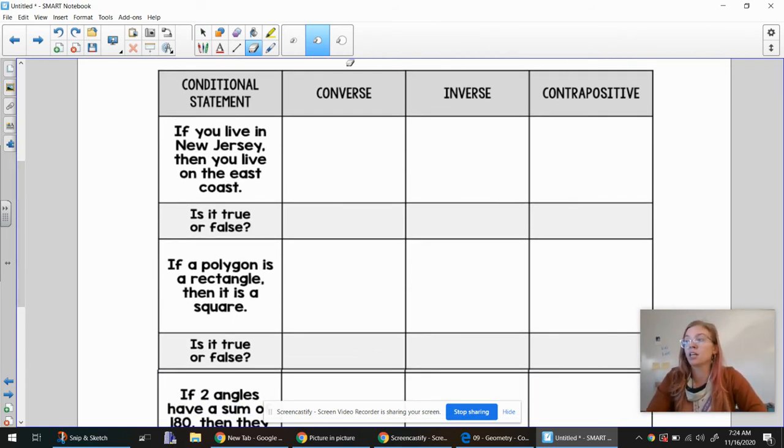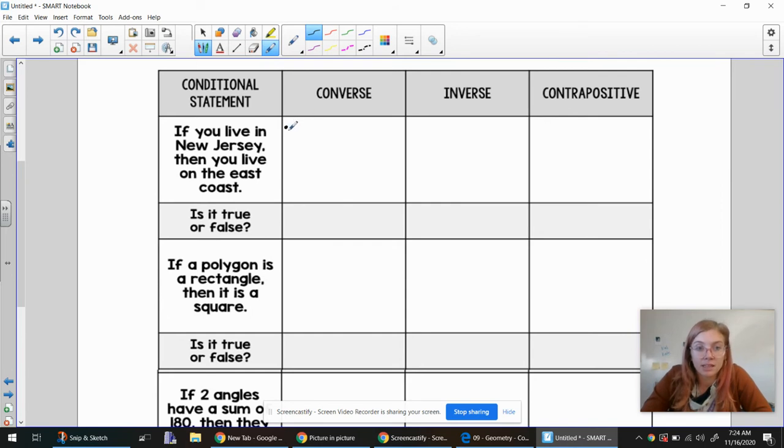What's interesting about all of these different statements is that they change whether they're true or false. So sometimes a converse will be true, sometimes it will not. And we need to use our brains to decide, is that statement going to continue carrying? So if you live in New Jersey, then you live on the East Coast. The converse will be, if you live on the East Coast, then you live in New Jersey.